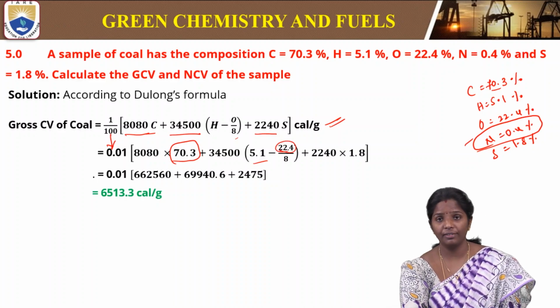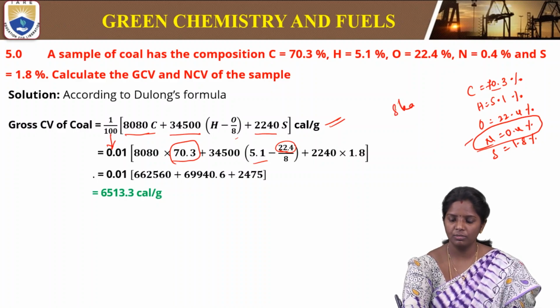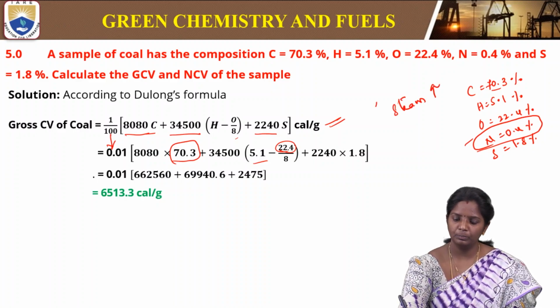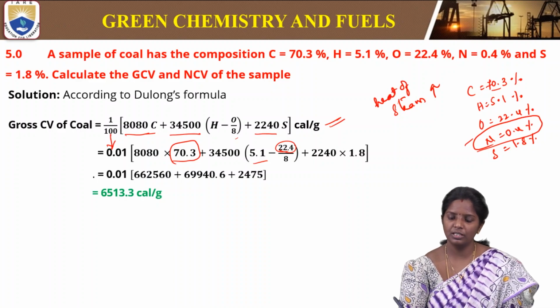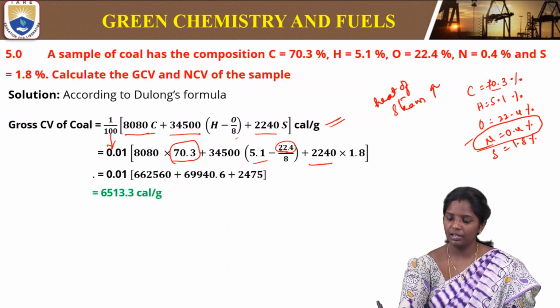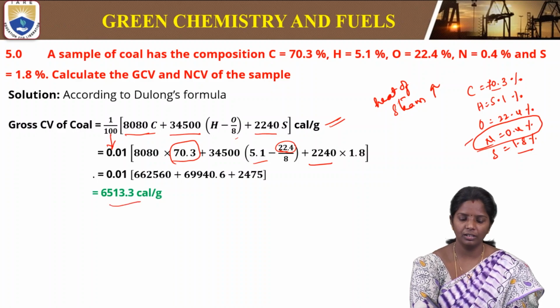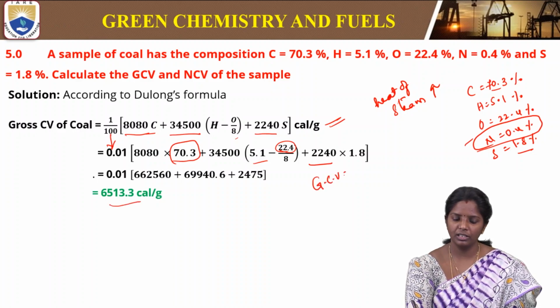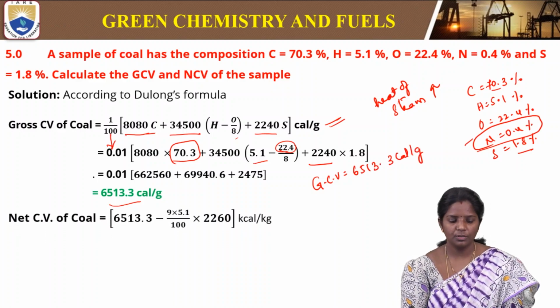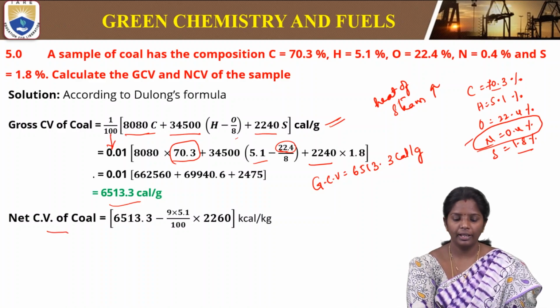If you see the oxygen value is very high, it means it has steam. Steam is high. Heat of steam is high. Okay, then 2240 into sulfur value 1.8. So after substitution and simplification, we get GCV is equal to 6513.3 calorie per gram.